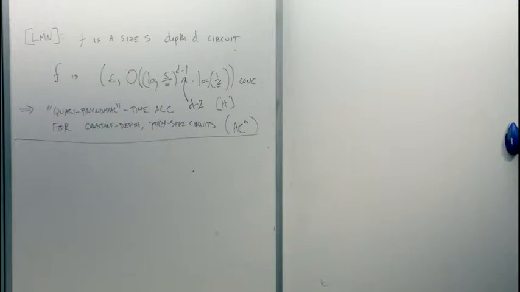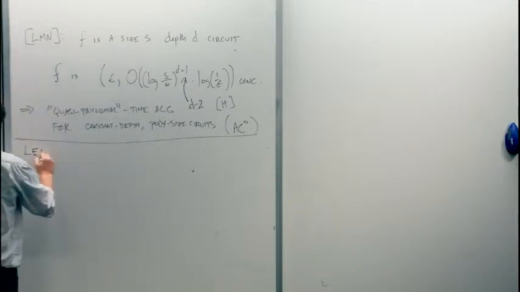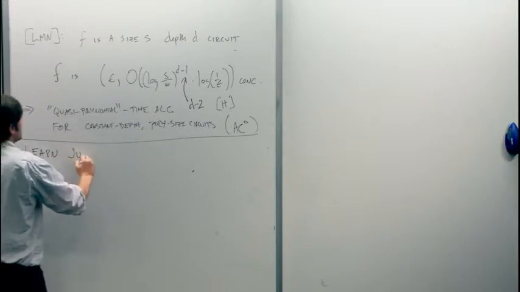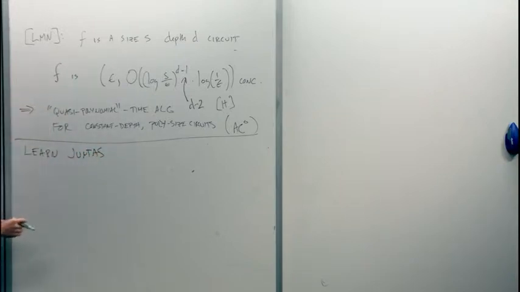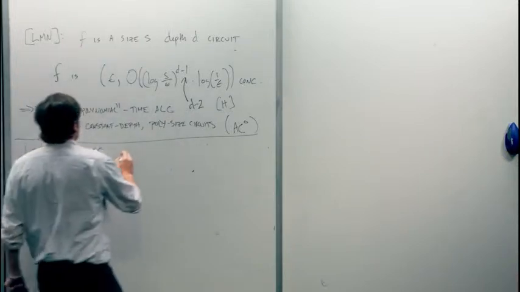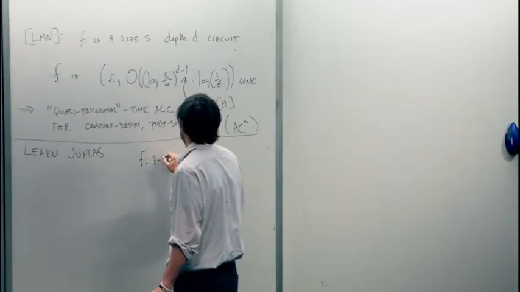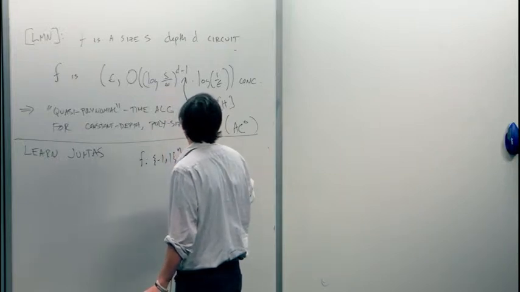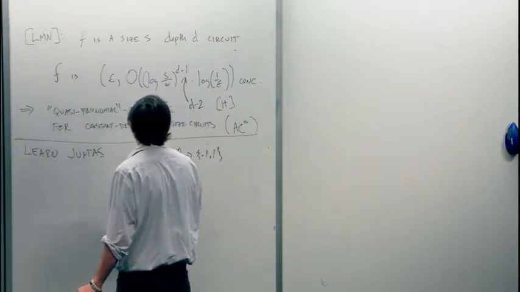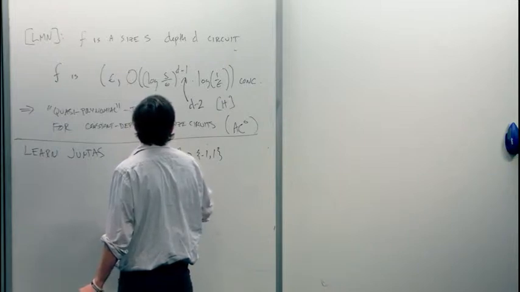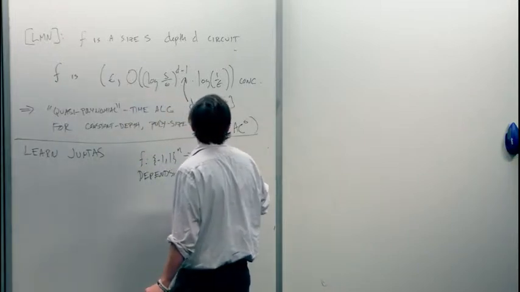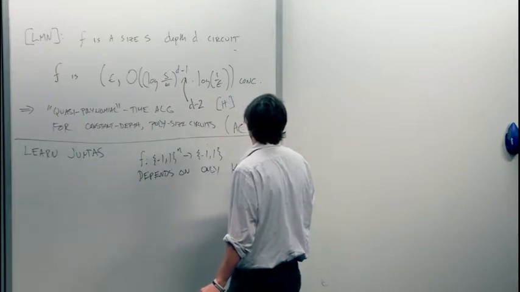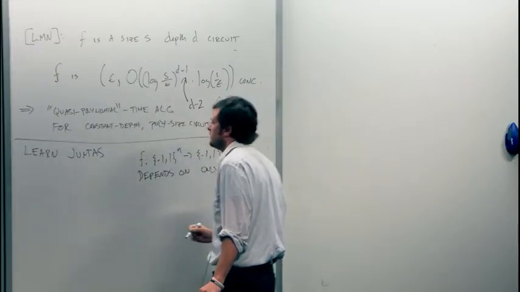OK. So what I would like to do now is show you how to learn juntas, because we've sort of developed the technology. And just recall that a junta is a Boolean function, minus 1, 1, that depends on only k inputs, k variables.